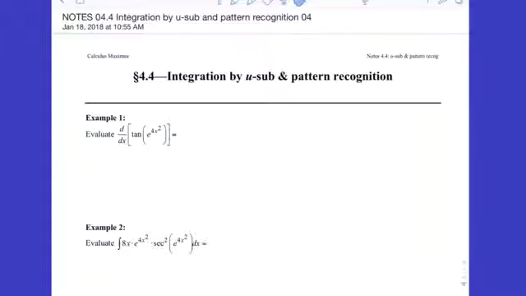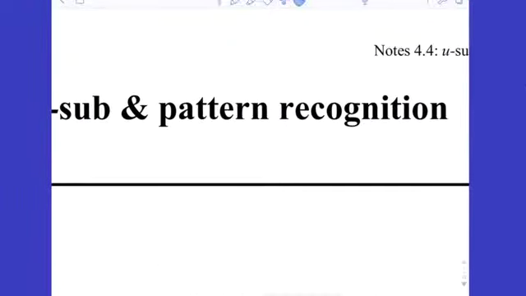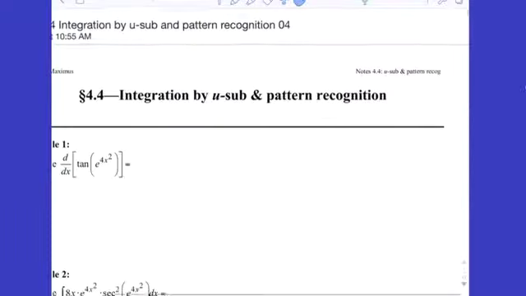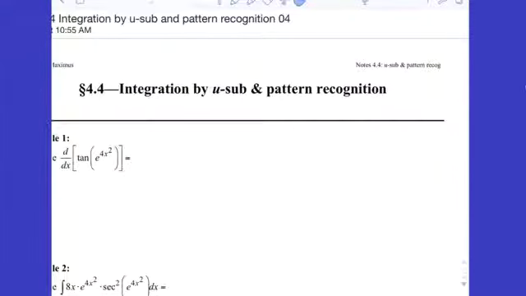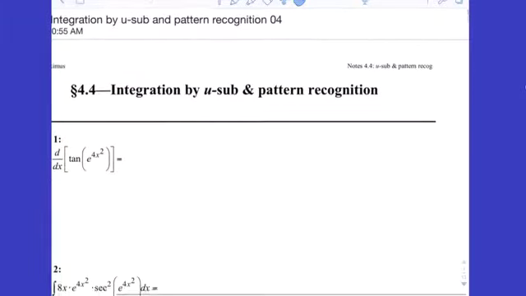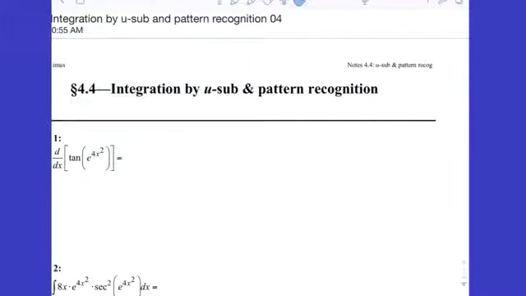4.4, the by far most fun section of all our chapter 4. It's integration by what we call U substitution, and I'll tell you more about that in a second, or pattern recognition is what I call it, just by looking at an integral and saying, I recognize the pattern, I know what the antiderivative is. So this section goes back to indefinite integrals, how to find antiderivatives.